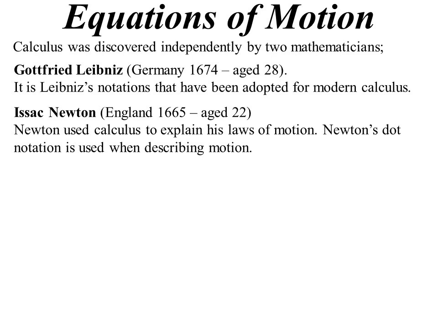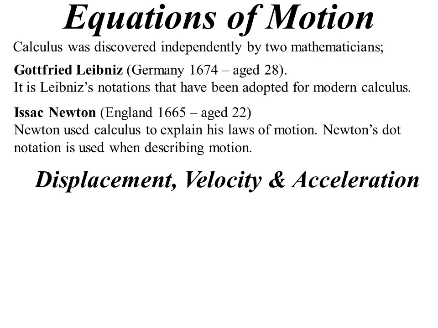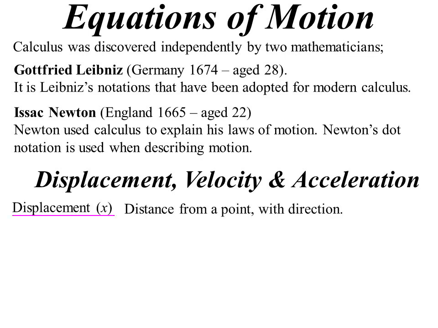It's his dot notation we use when describing motion. Displacement, velocity, acceleration, these are the three key things. Displacement, we often use x because we tend to think of things moving along the x-axis. And it doesn't have to be x, it could be any pronumeral you like, I guess. And what is displacement? It's distance from a point but with direction. So the plus and negative has some meaning. It tells you which side of the origin you are.